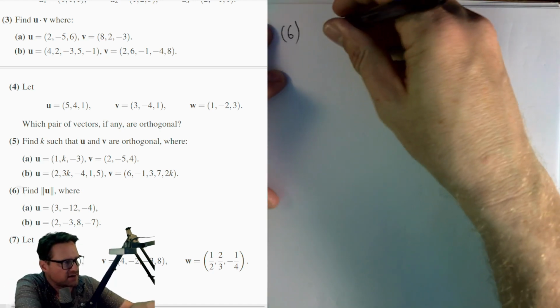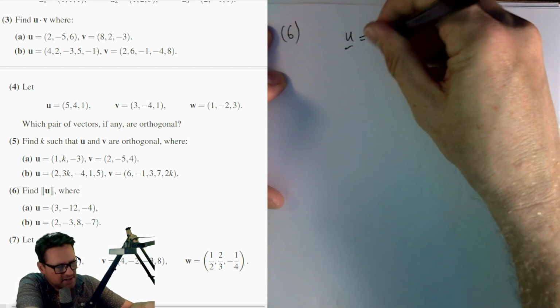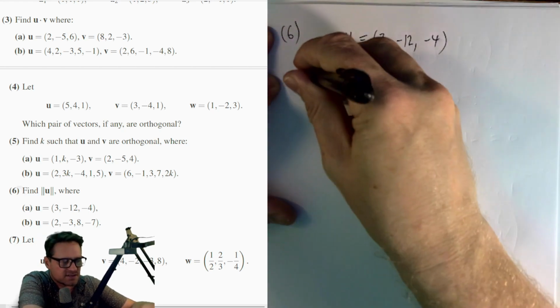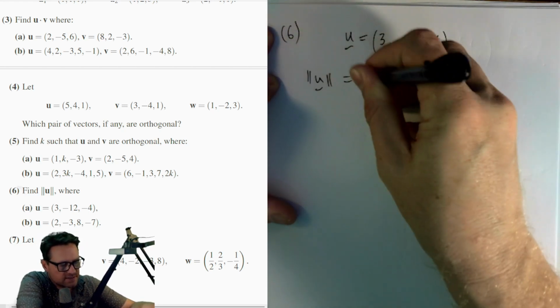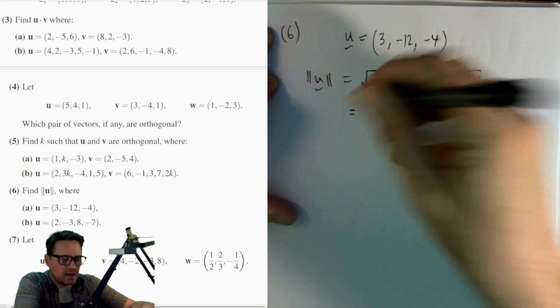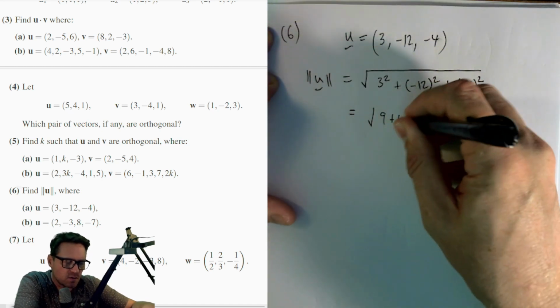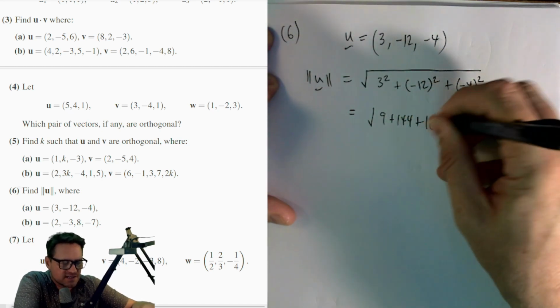Question 6. Find the norm of u, where u is the vector. I'll just write it as a row this time. Okay, so the norm of u is the square root of the sum of the squares of the entries. And so we have the square root of 9 plus 144 plus 16.